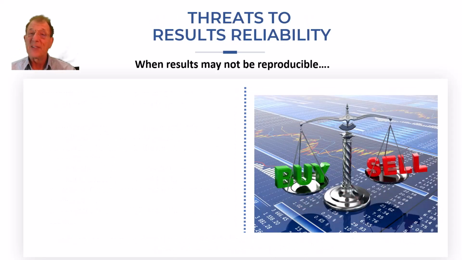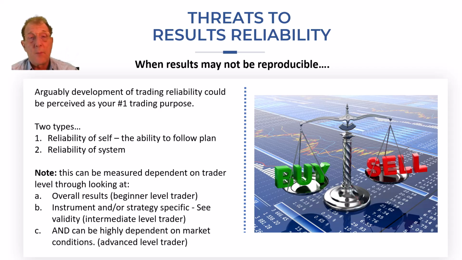However, of course, there are threats to results reliability when these results may not be reproducible. And having stressed the importance of some of the things we've already talked about, arguably, driving for trading reliability could be perceived as your number one trading purpose. There are two types of reliability. First of all, the reliability of self.